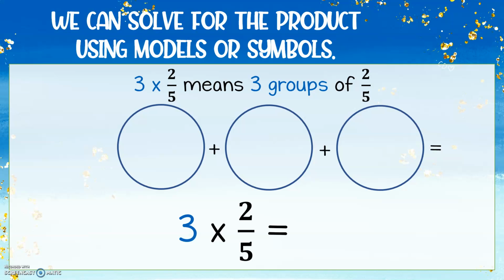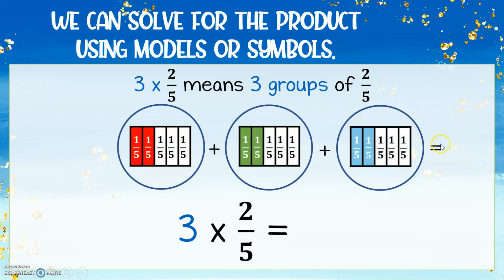And we know that equal groups is a repeated addition strategy, so I'm going to add my addition signs. Now each group needs to have my other factor. My other factor is 2/5, so 3 groups of 2/5. So I'm going to put 2/5 in each group.